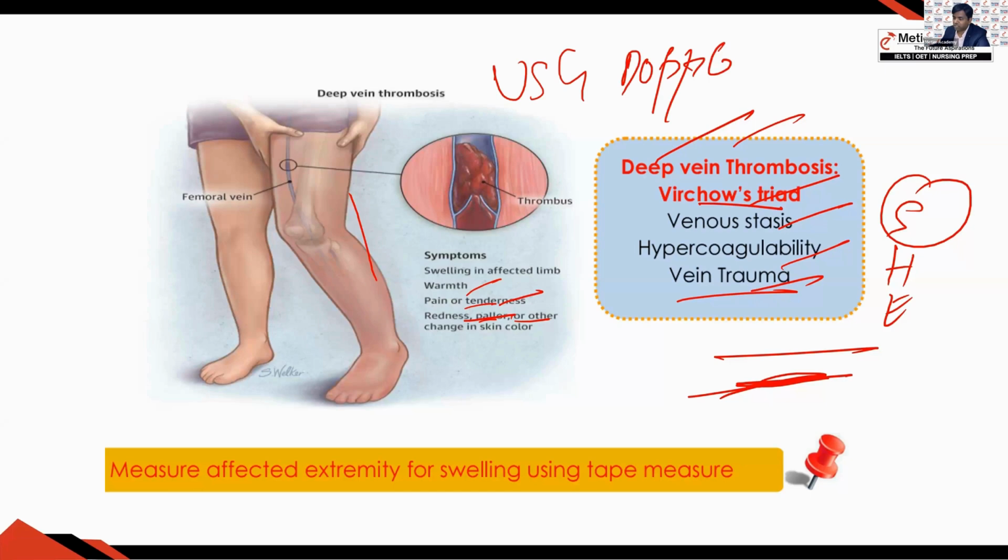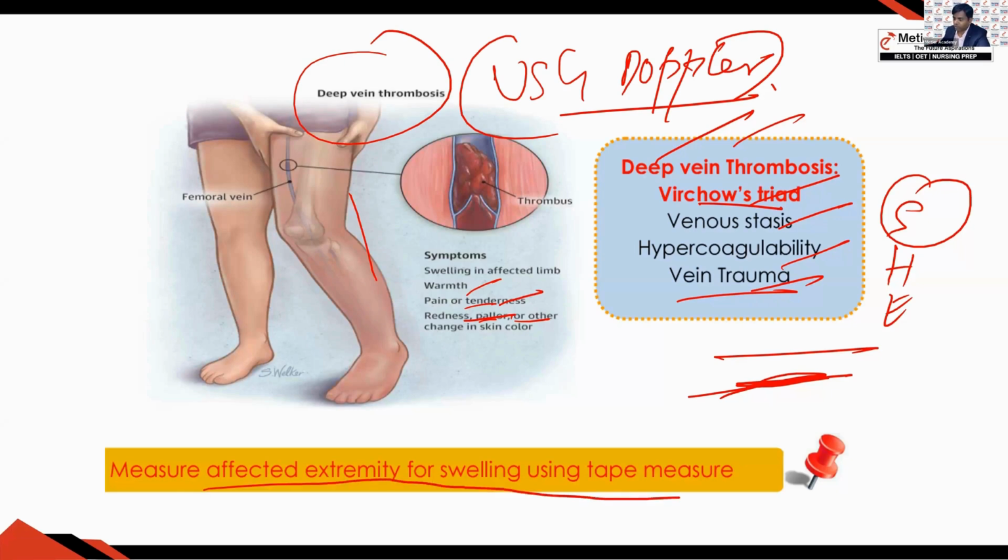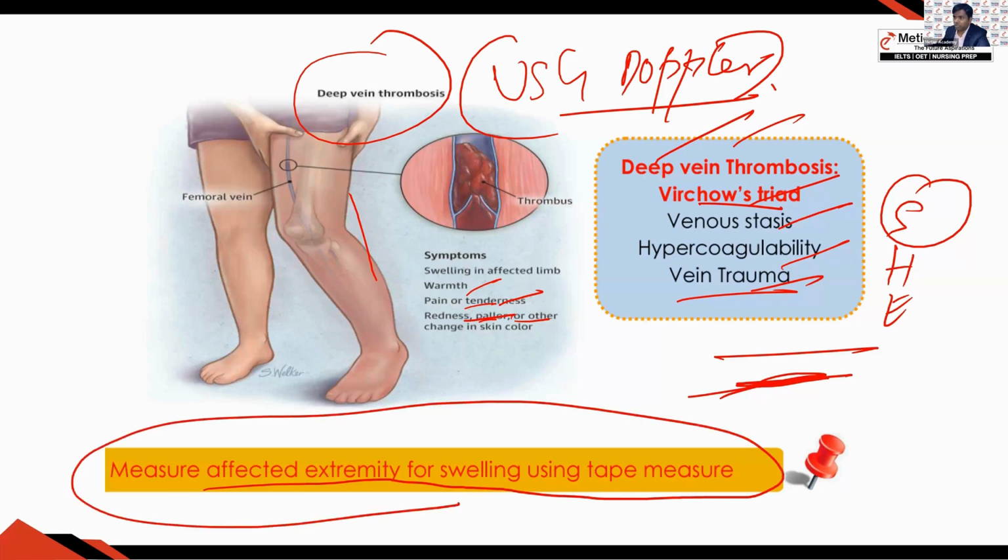When you see the assessment, it is usually confirmed by USG Doppler, and we have to manage immediately. Measure the affected extremity for swelling. This is usually important. When the affected area becomes swollen and edematous, the patient may have DVT. So we immediately shift the patient for USG Doppler.